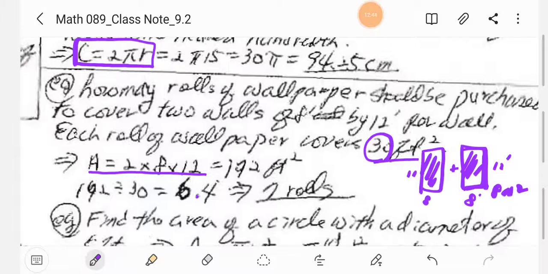That will make 6.4. So you cannot have decimal rolls, so we must make an integer number of rolls, right? Integer. So instead of 6.4, we will round up. So 7 rolls will be required. Okay, so the area is 192 square feet. Each wallpaper covers 30 square feet. So we have 192. Divide the area by 30.